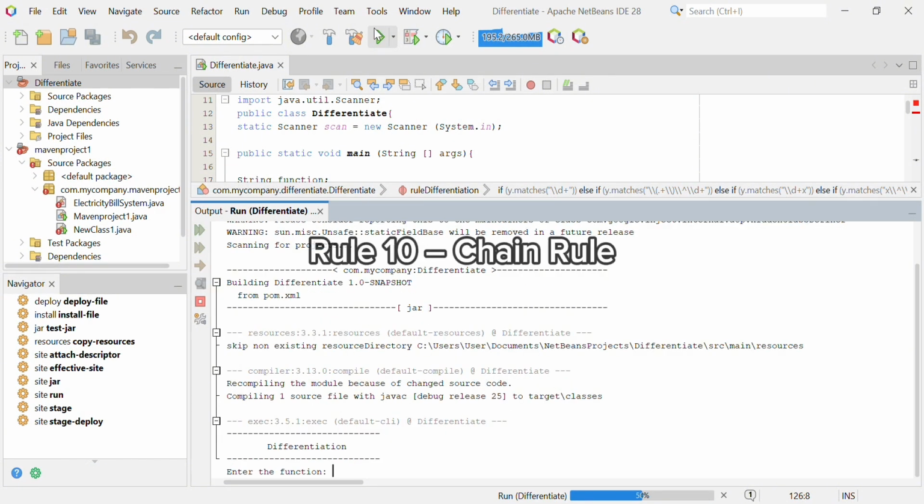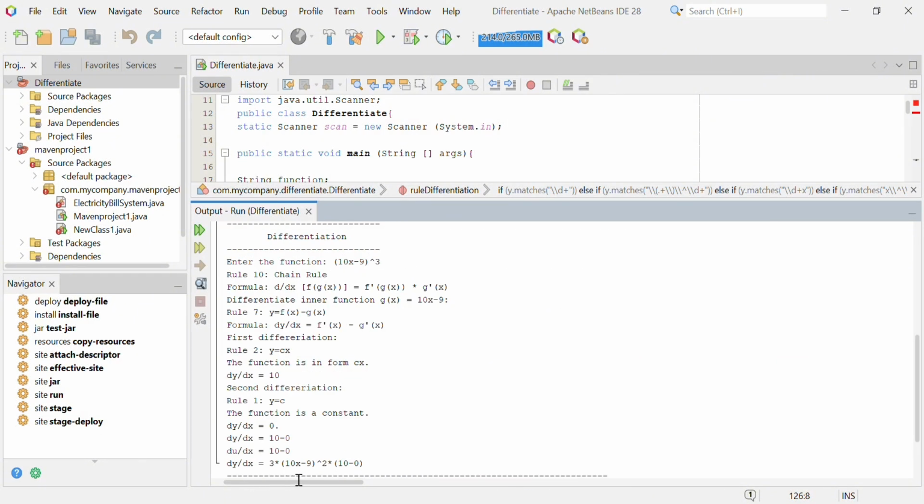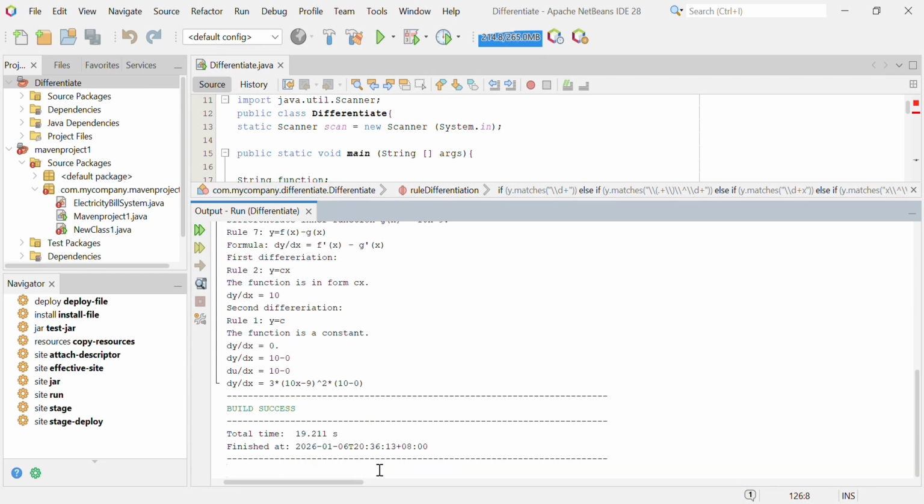Rule 10. Chain rule. When the input function is (10x - 9) cubed, the program identifies it as a composite function. It first differentiates the inner function, then multiplies it with the derivative of the outer function according to the chain rule.